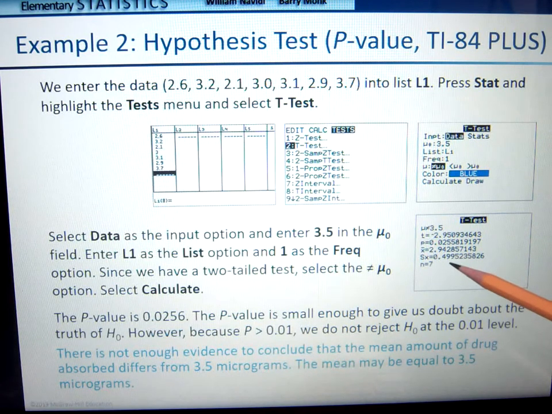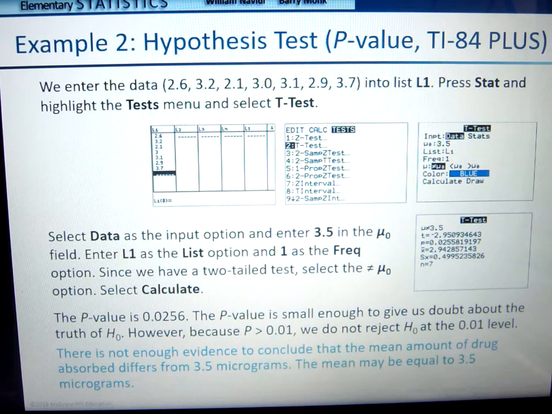Here's our standard deviation. And since there's not enough evidence to conclude that the mean amount of drug absorbed differs from 3.5, then the mean might be equal to 3.5 micrograms. We're not saying that it's not. We're saying it might be. And we're not saying it is either. We're saying it might be.